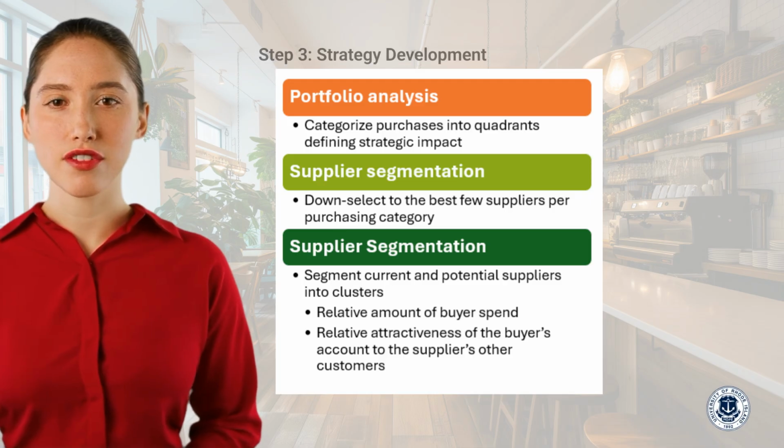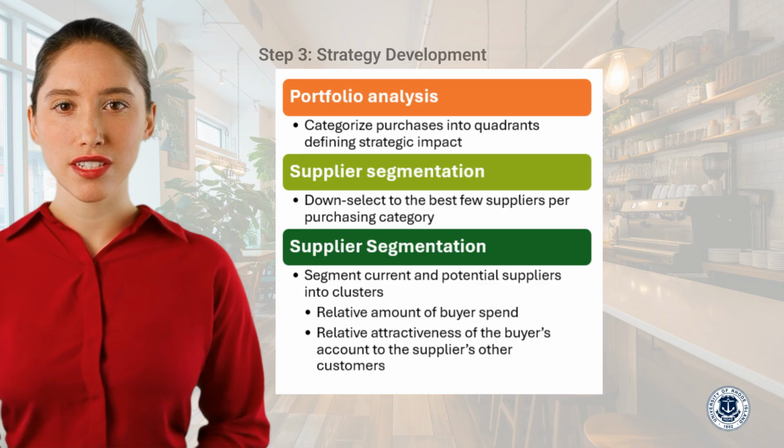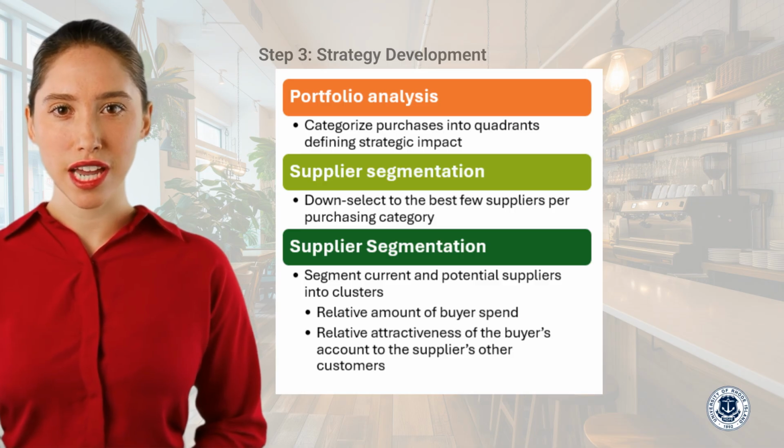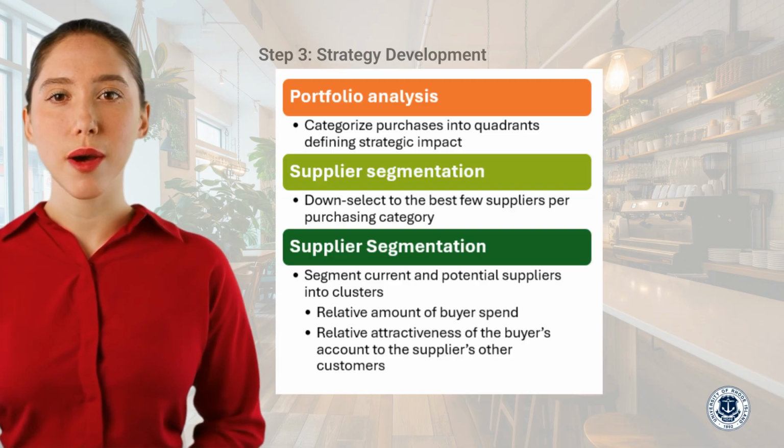The third step involves strategy development. Strategy development involves portfolio analysis and supplier segmentation. Purchases are categorized based on strategic impact, and suppliers are grouped based on spend importance and attractiveness of the buyer to the supplier.